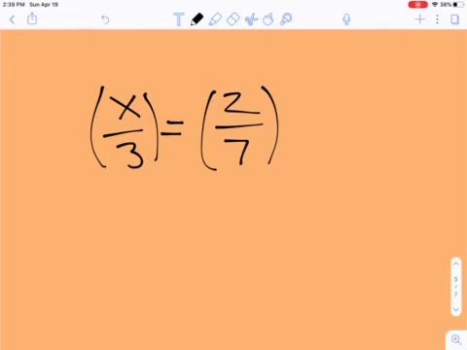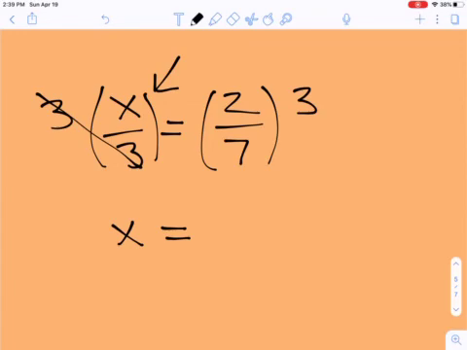So if x divided by 3 equals 2 divided by 7, or you can just think of it as x over 3 equals 2/7. Okay, so again, just look at what's being done on the side with the variable. X is being divided by 3, so we're going to multiply this side by 3. We're going to do the same thing over here. We're going to multiply that side by 3. And we know how to deal with this now. Your 3's cancel, you get x.